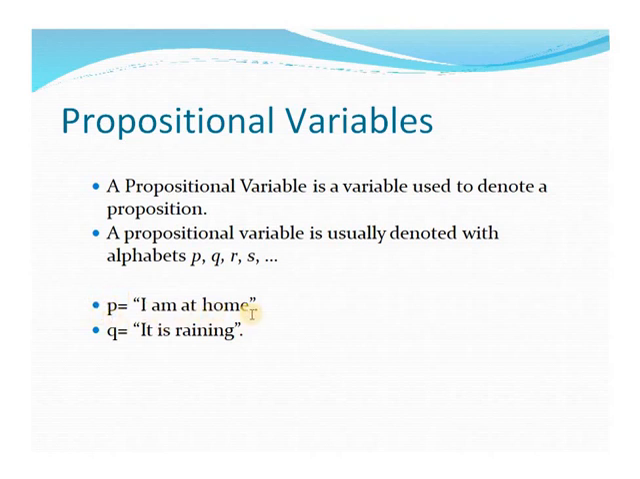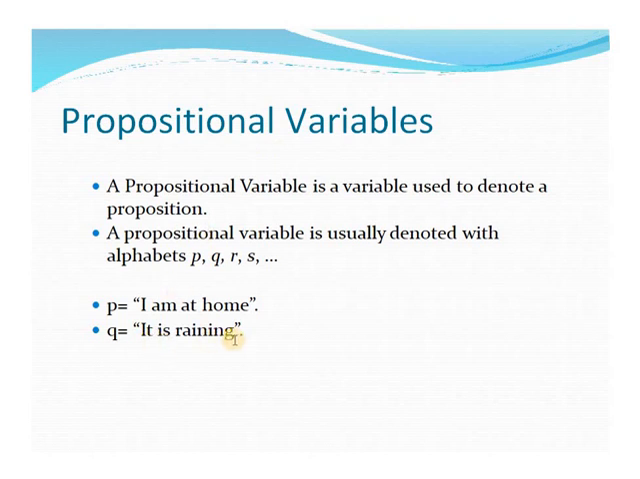So, I am at home. Is it a proposition? Definitely it's a proposition, because either I'll be at home or I'll not be at home. So it will be either true or false. It cannot be possible that I am at home and I am not at home at the same time. So definitely this is a proposition, and we are denoting this proposition by P, where P is the propositional variable.